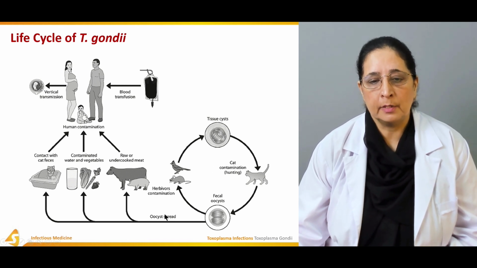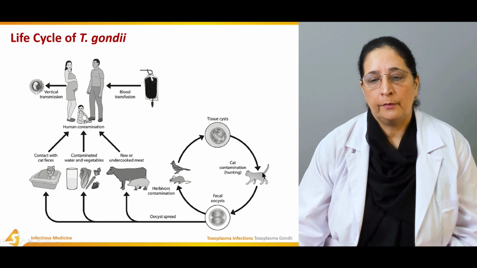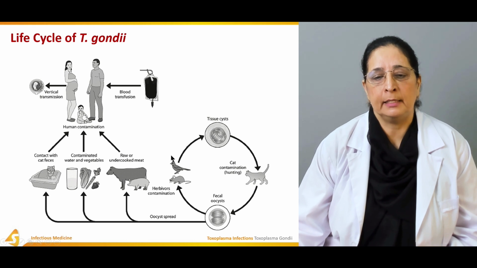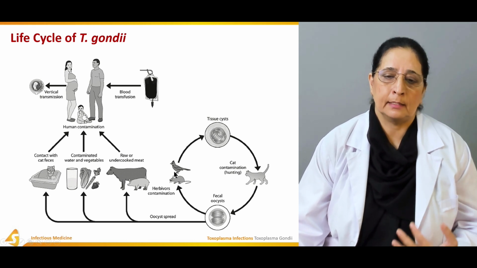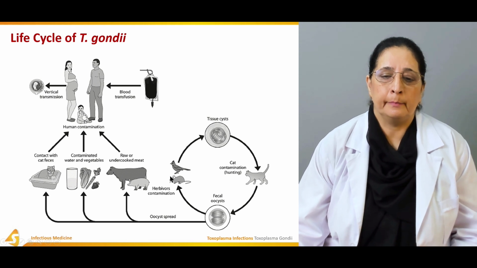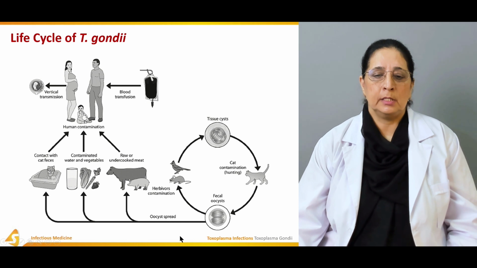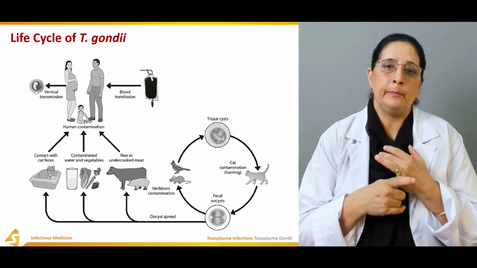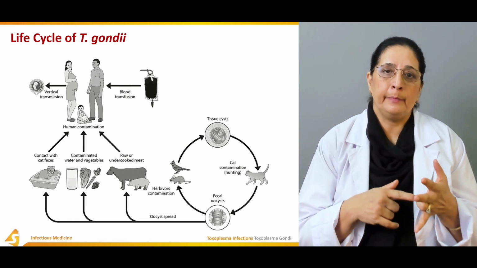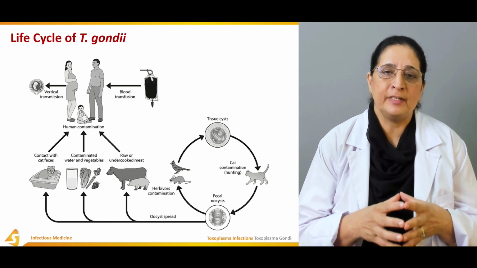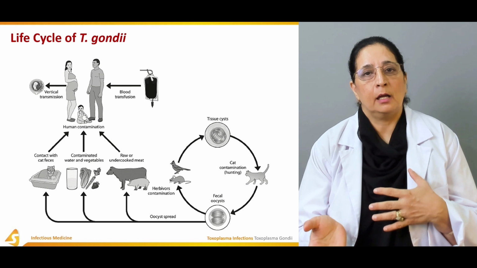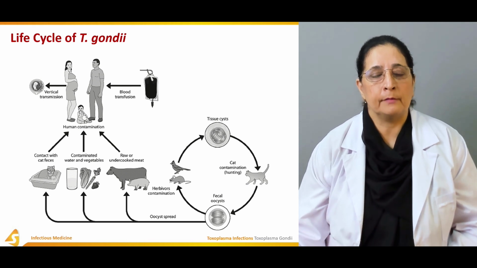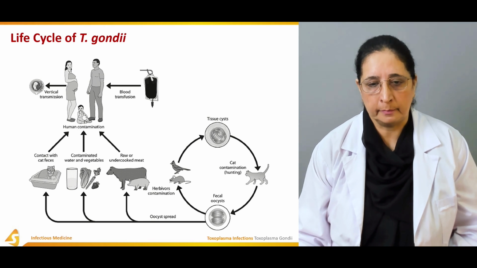In the herbivores' contamination, we have tissue cysts, then the cat becomes contaminated. From the cat, the fecal oocysts are released, and then they can infect other insects, the birds, the mouse and other herbivores. So this is the means of the transmission or life cycle: spread through blood transfusion from the mother to the baby, contamination from the cat feces, eating the contaminated food, water, and from eating raw or undercooked meat.